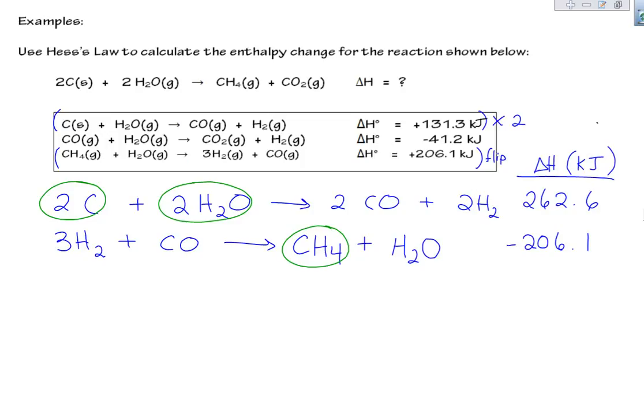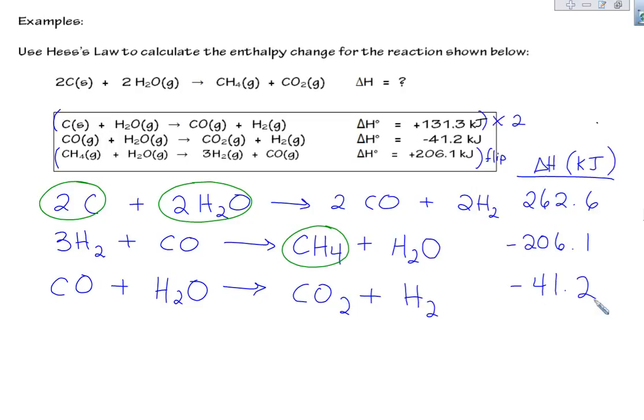So let's see if we can get that carbon dioxide. I haven't used that middle step yet, and it does produce carbon dioxide. It's the only option for carbon dioxide. So let's just use this one straight up. Plus the water, forming the carbon dioxide. I want you. And some hydrogen. And then we'll just leave this as negative 41.2 kilojoules. Okay, so I want this.